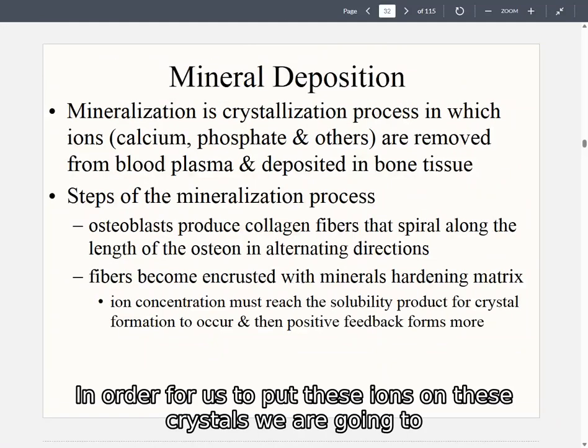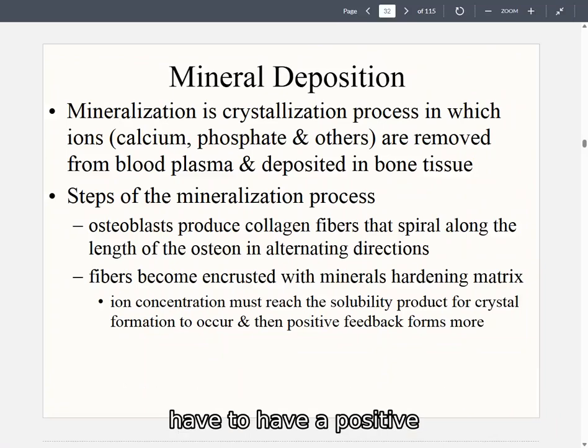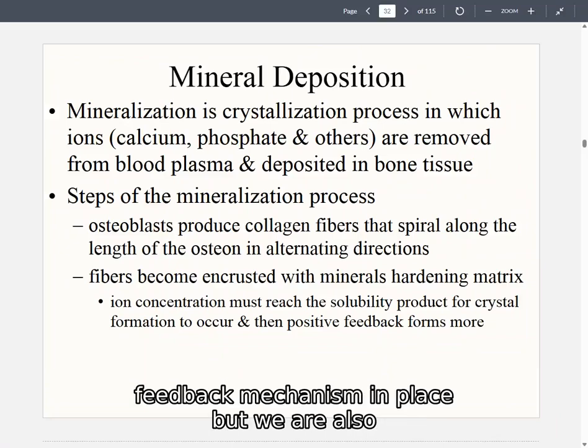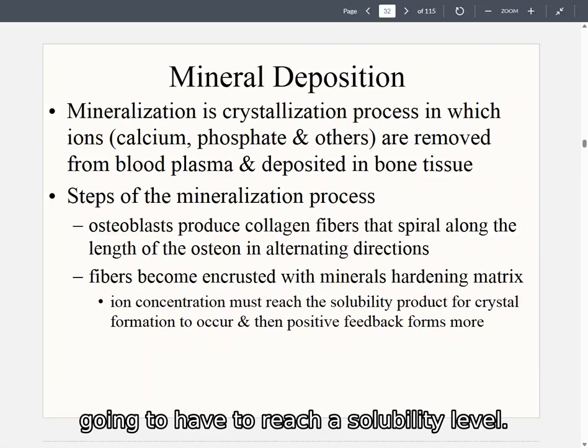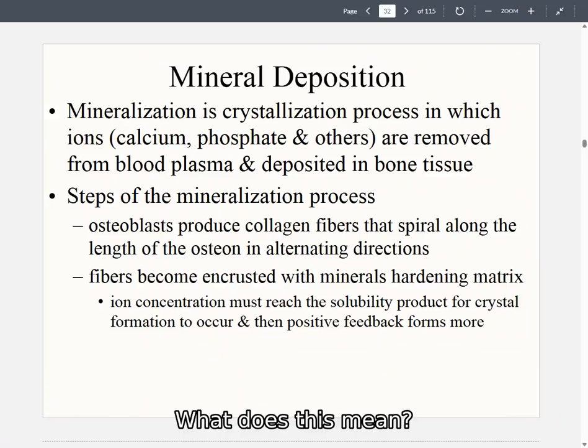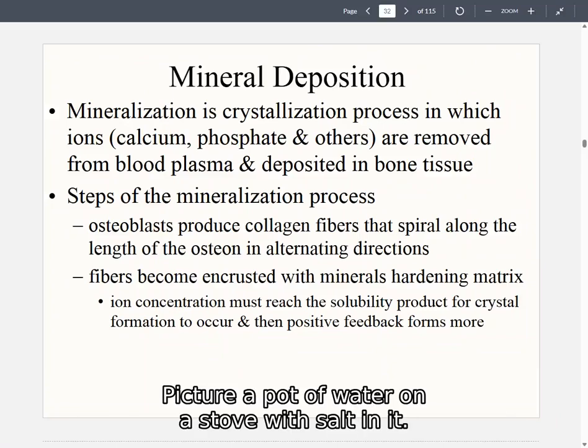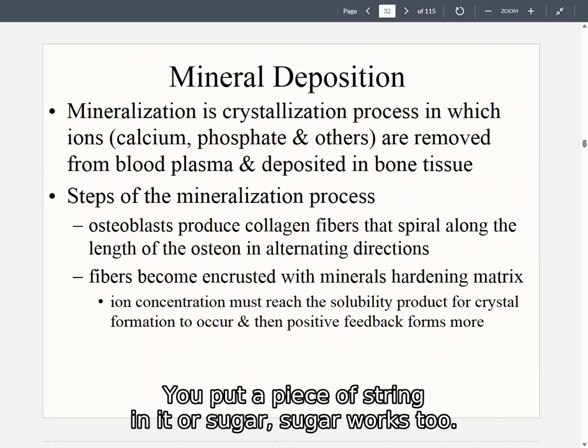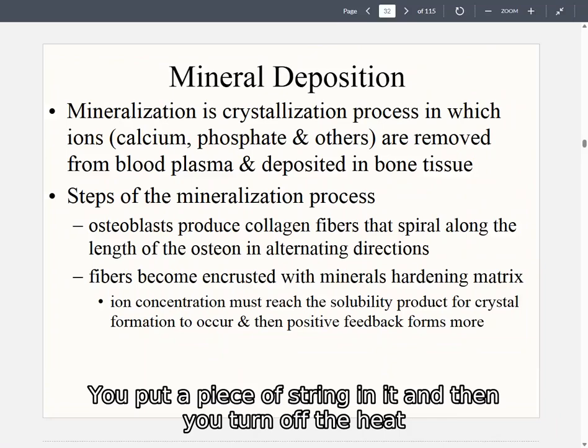In order for us to put these ions on these crystals, we're going to have a positive feedback mechanism in place, but we're also going to have to reach a solubility level. What does this mean? Picture a pot of water on a stove with salt in it. And you put a piece of string in it, or sugar. Sugar works too. You put a piece of string in it, and then you turn off the heat.